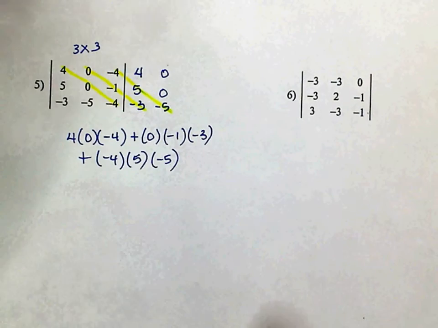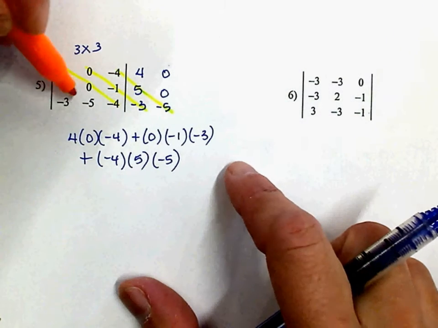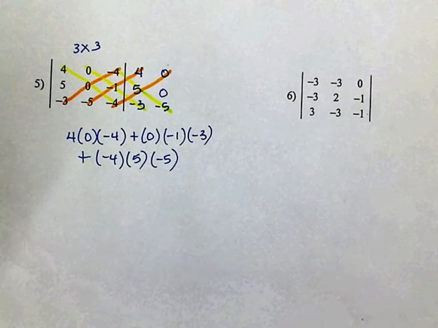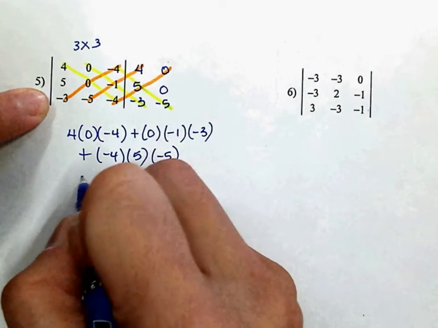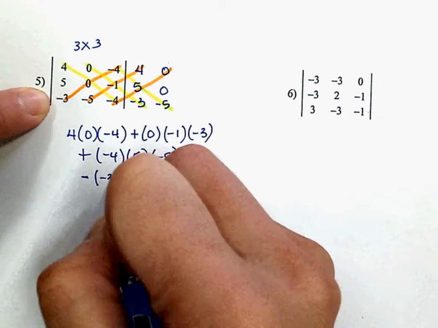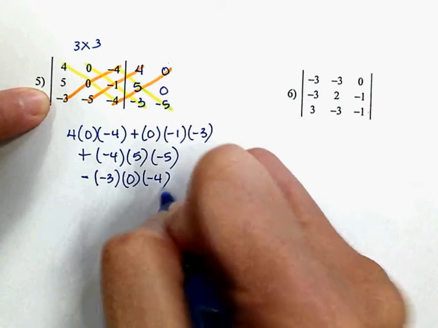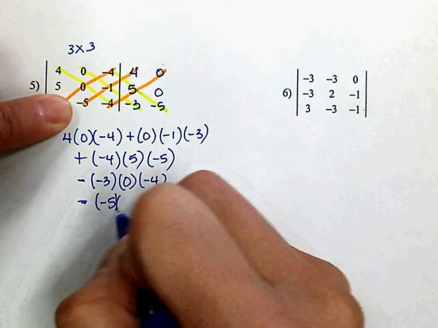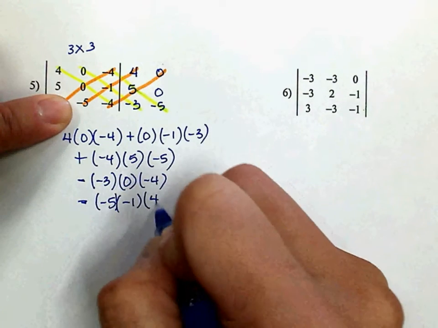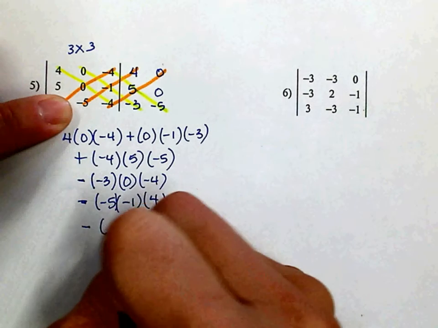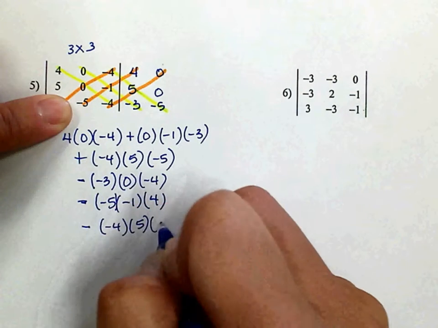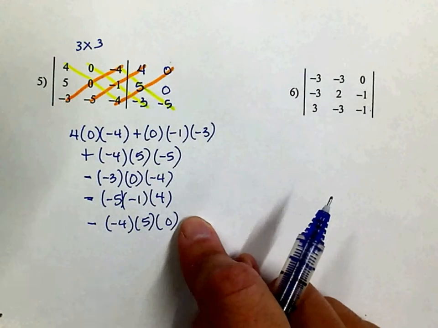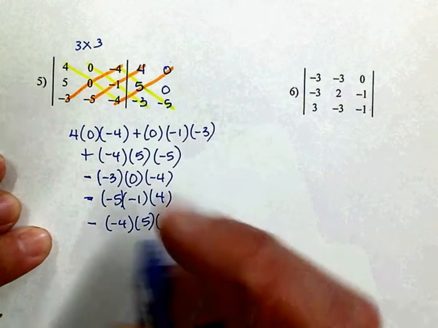And now we go in the other diagonal. So that way we have all of our numbers covered. Okay? In this direction, we're going to continue on. We're going to subtract. So we have negative 3 times 0 times negative 4 minus negative 5 times negative 1 times 4 minus negative 4 times 5 times 0. Okay? This is the work I will be expecting, but you can actually do the whole thing on a calculator.